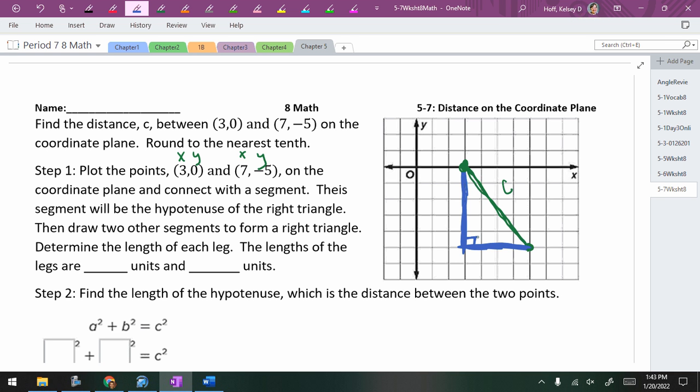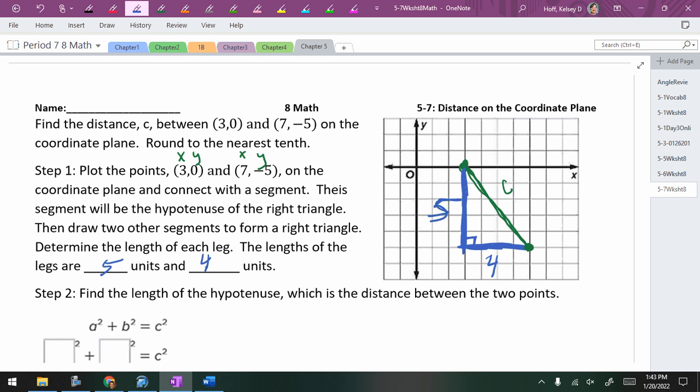How could I ever figure out how tall this is? Count. How tall is it? 1, 2, 3, 4, 5. I would say 5. How wide is it? 4. So now I have a right triangle with a side of 5 and a side of 4, and I need to find the hypotenuse. This is going back to what we did on Tuesday, agreed?